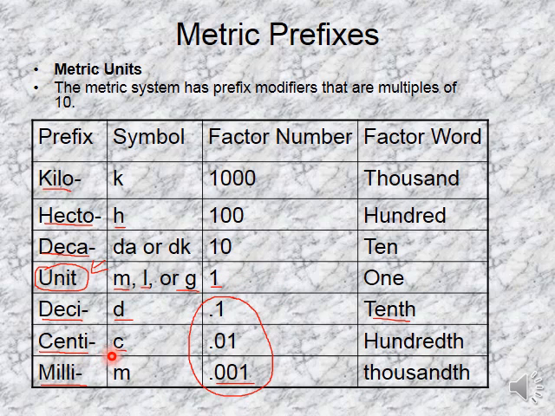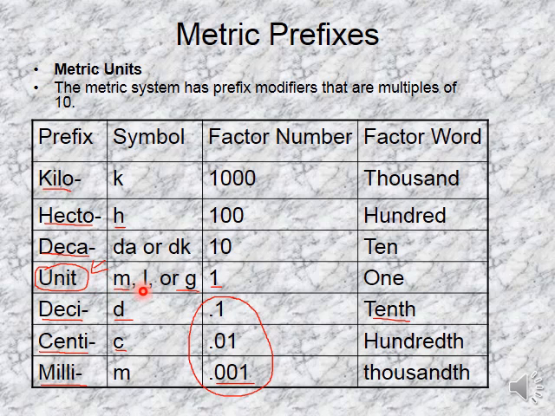Centi, and certainly we've heard terms like centimeter, centiliter, centigram before. It's 0.01, which is the hundredths place. It's 1/100th of a base unit of 1. Deci, like a deciliter, is 0.1, or 1/10th of the base unit. Now the base unit is a little bit more confusing. That's your one. That's your one whole.